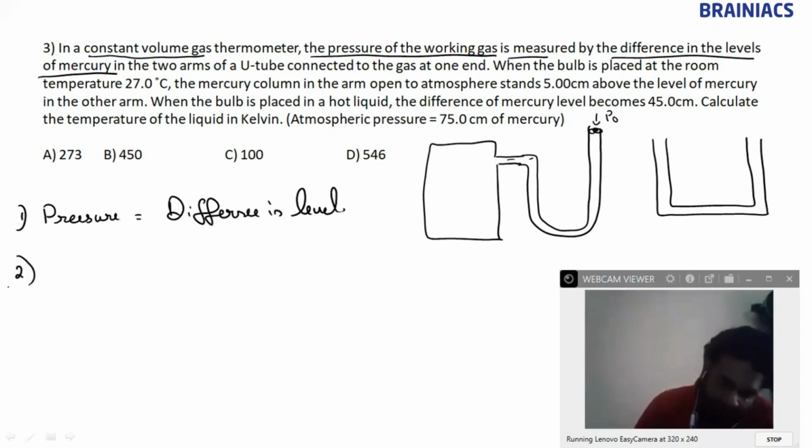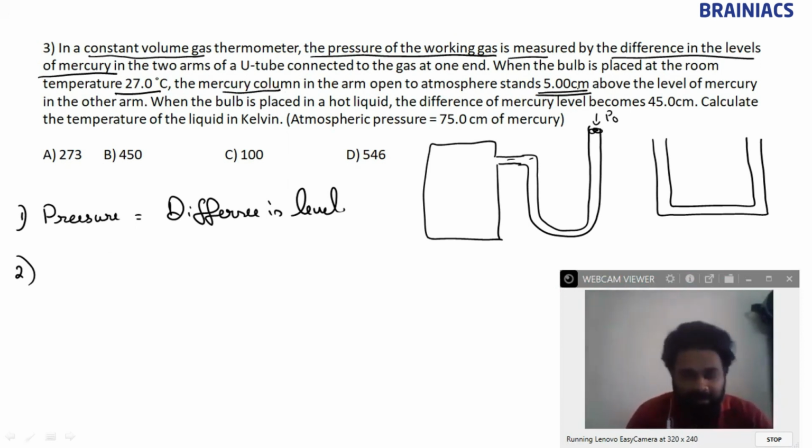The second point is when the bulb is placed at room temperature. Bulb means just imagine that it is a thermometer. That's it, nothing else. It is placed at room temperature. The mercury column in the arm open to atmosphere stands at 5 centimeter above the level of mercury in the other arm. That is, the difference in the level in this case is how much? 5 centimeter of mercury.